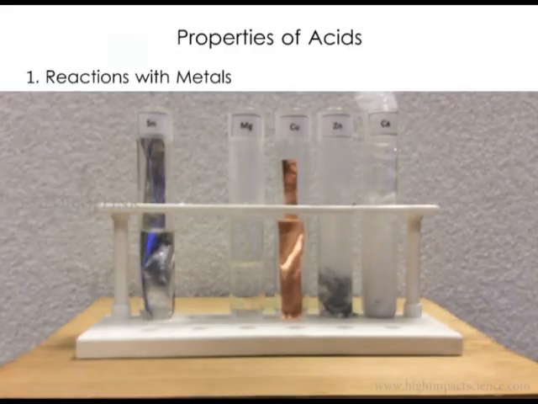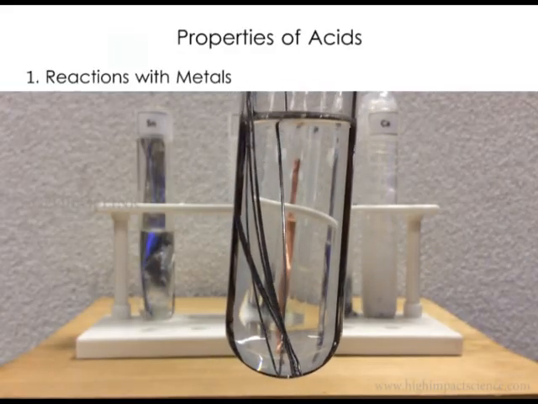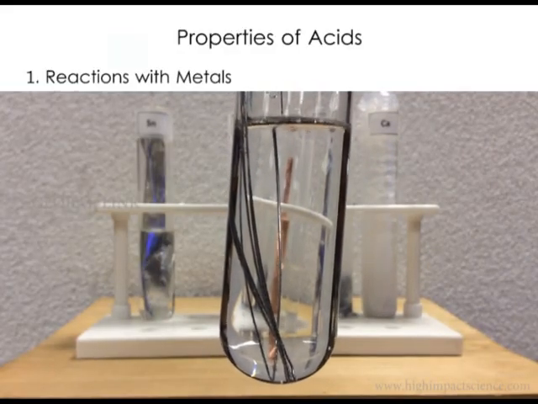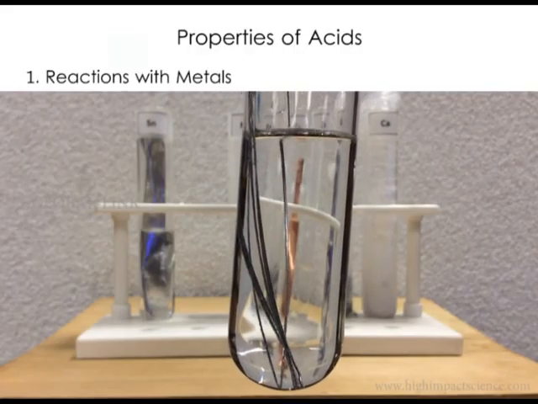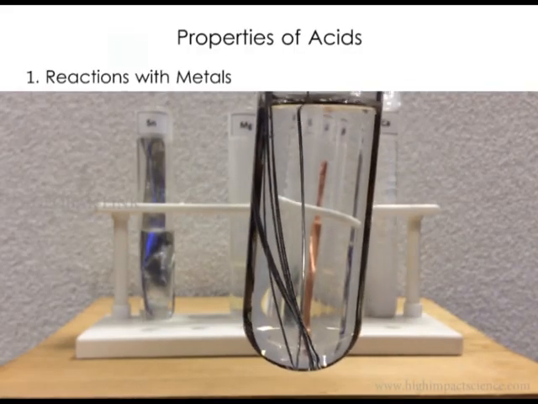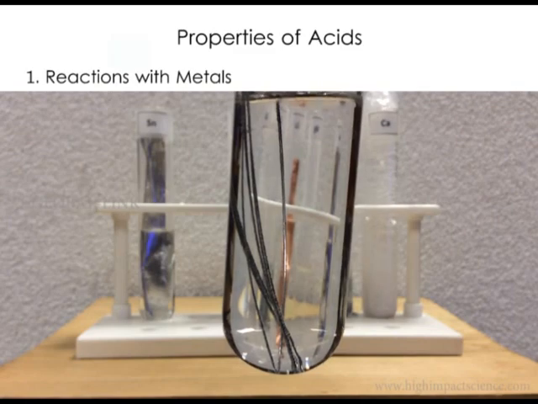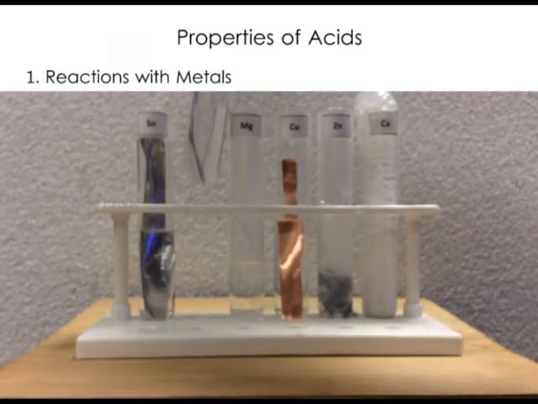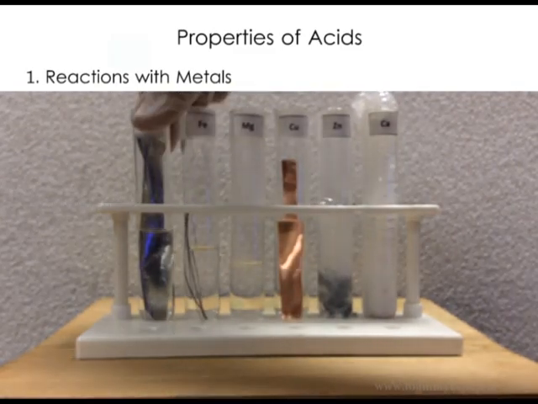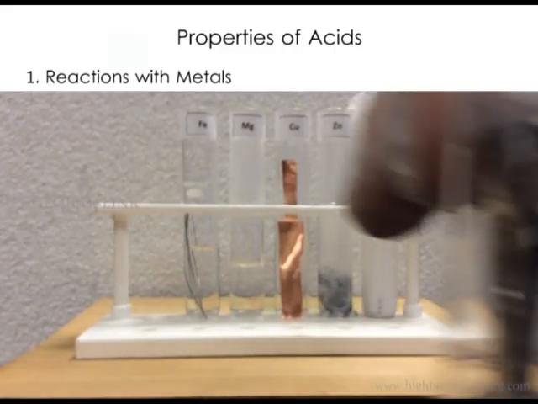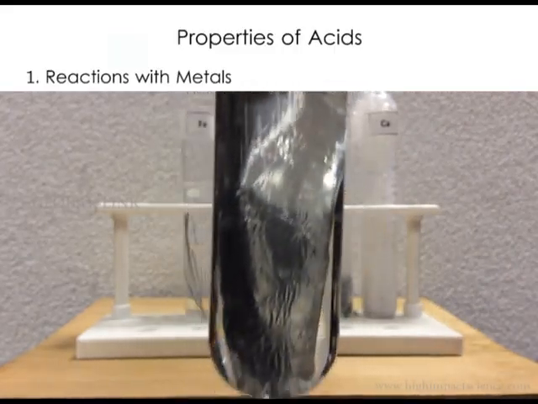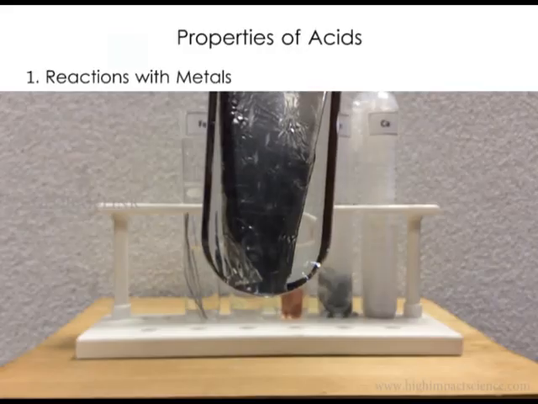If we look at iron closely, we can actually see some bubbles on the surface of the metal. Again, the reaction is slow, but better than in copper. As for tin, really nothing can be seen to be happening. Too slow.